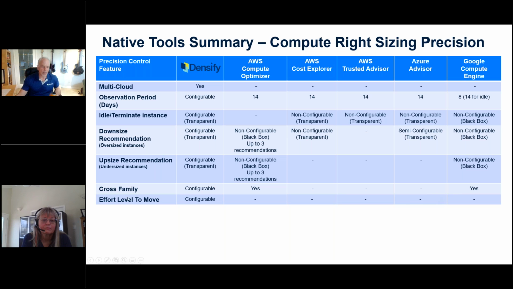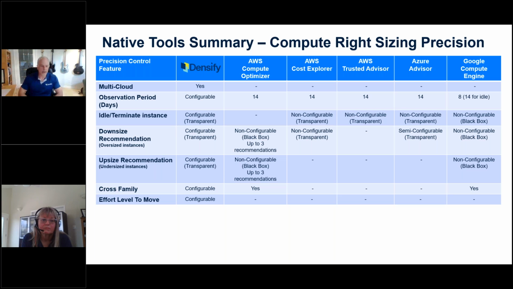Effort level to move. This is related to cross-family, which is if I'm going to move instances, it might be somewhat different in terms of the hypervisors, support for different network types, different storage. There might be different published IOPS thresholds for the instances. So the idea is, can you tell me how hard it's going to be if we're moving from this instance to another, so that I can potentially automate it, but also see whether or not that's a lot of effort, and give an estimate on that side.